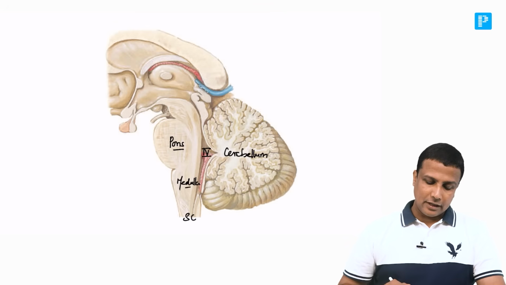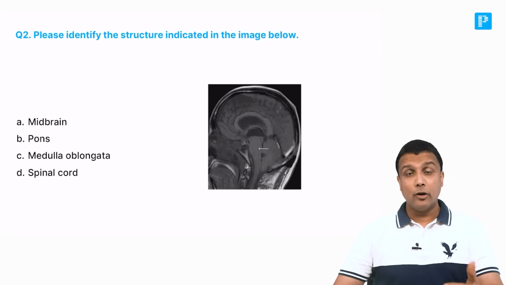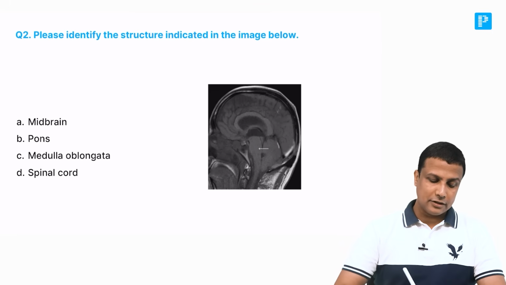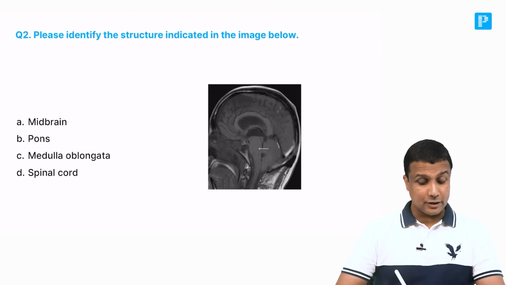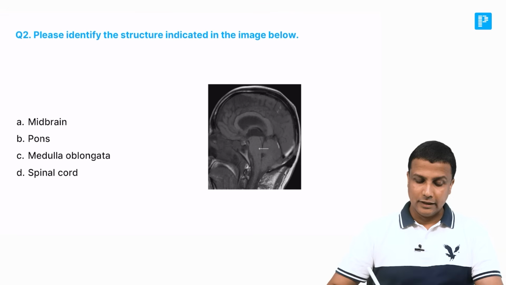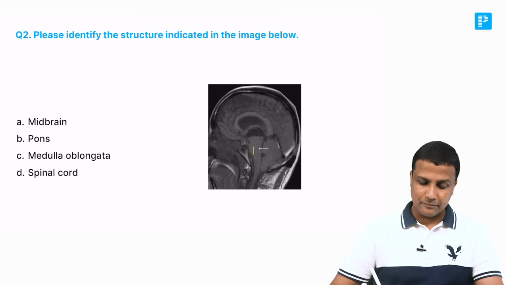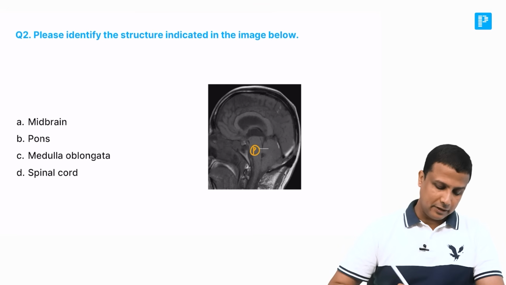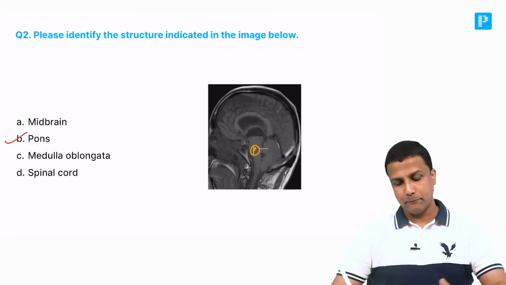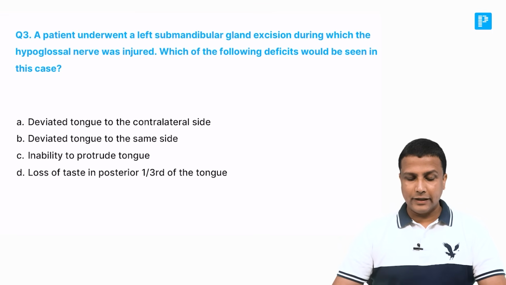Perfect. Now keeping this in mind, if you just look at this radiological image over here, of course this big structure here, which is actually a bridge-like structure, is nothing but the pons. So the correct answer here will be pons. Perfect. Moving on to the next question here.